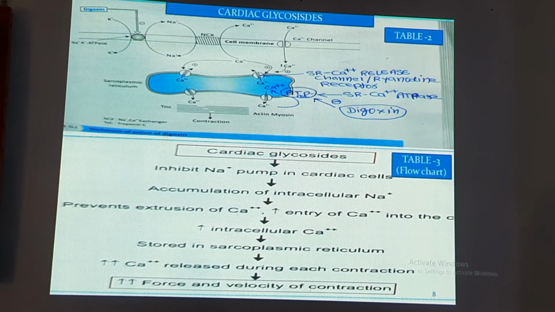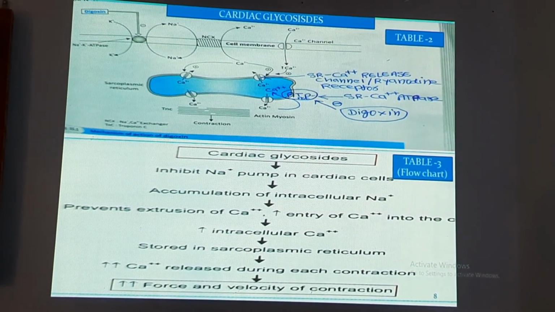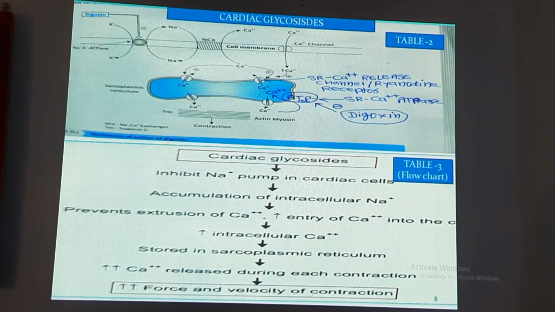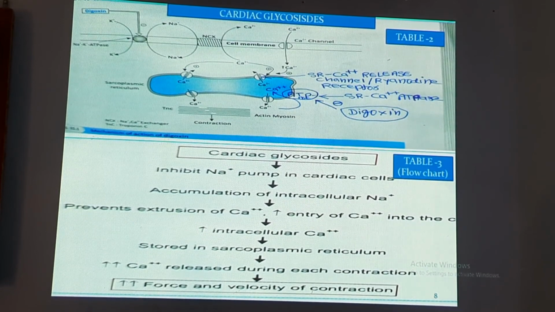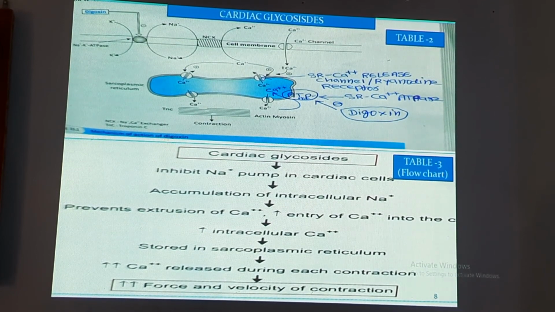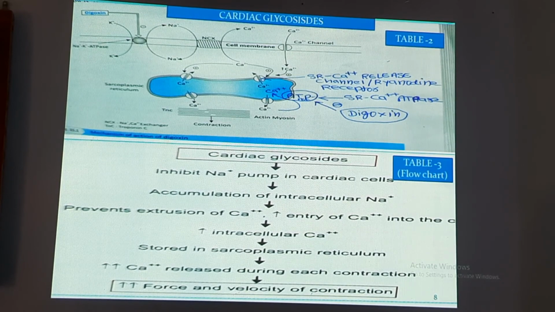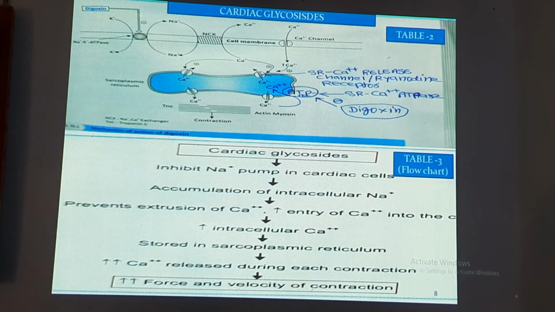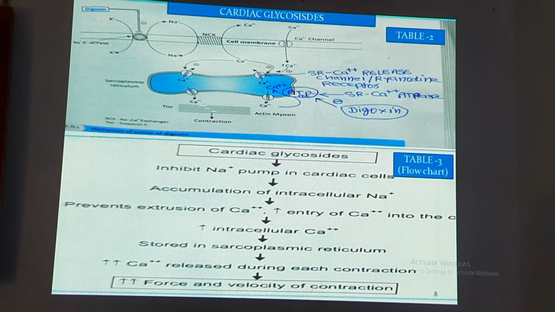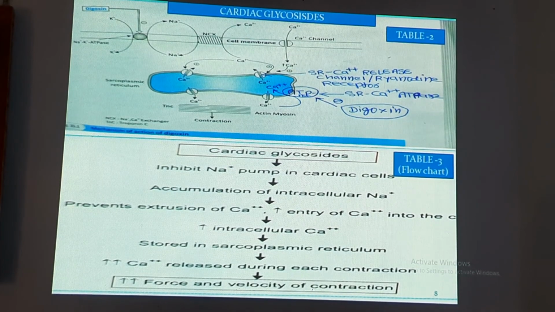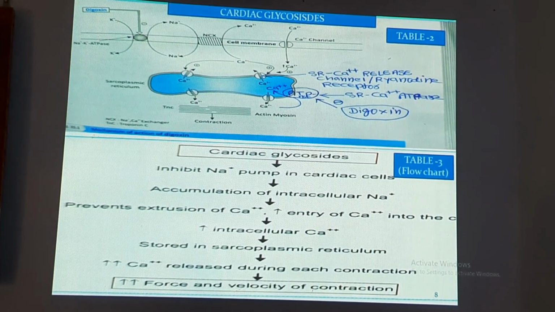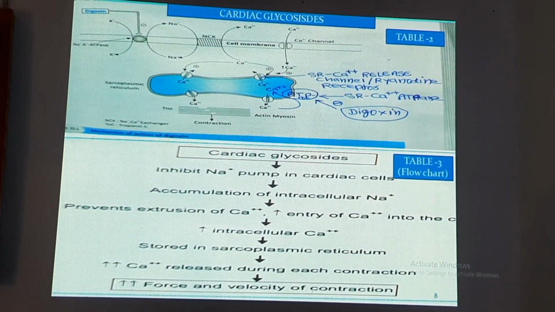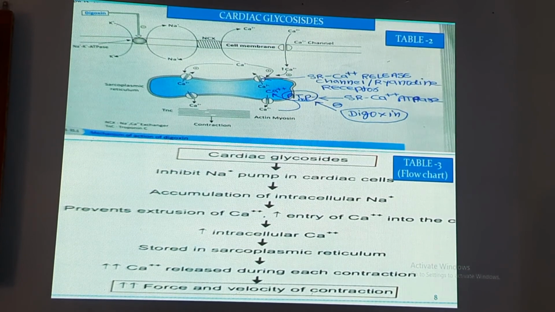Okay, now look at this slide showing a diagrammatic description of the mechanism of action of cardiac glycosides, as well as, in the lower portion, a flow chart of the action of cardiac glycosides. In the normal heart, ion movement in the cardiac muscle cell is by the sodium potassium ATPase pump.